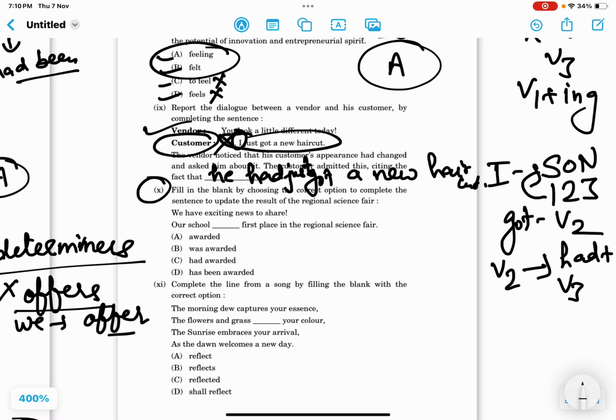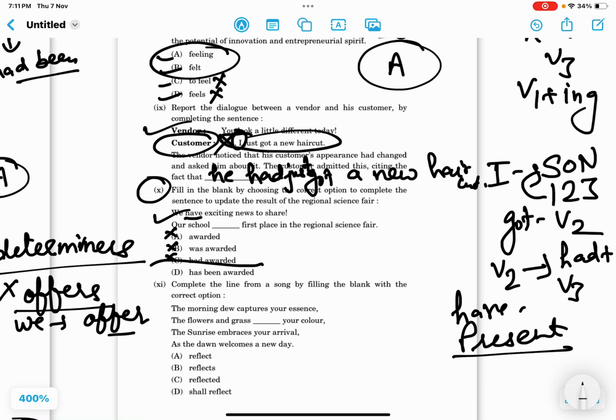Now question number 10. Fill in the blank by choosing the correct option to complete the sentence. Update the result of the regional science fair. To update, okay. So we have exciting news to share. We have is telling that this question is of present tense. That means awarded is wrong, was awarded is wrong, had awarded is also wrong, because all these three are of past tense. So the correct answer is has been awarded.